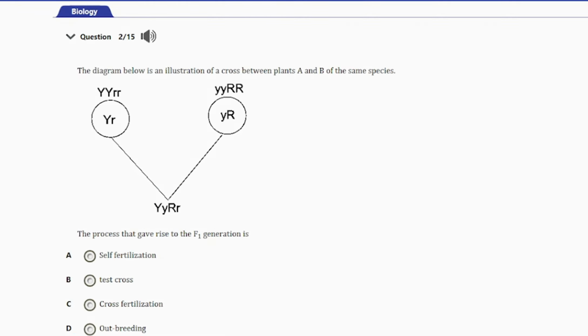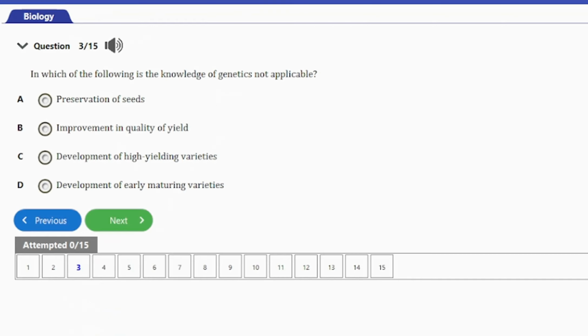In this next question, we also have a diagram. The question says the diagram below is an illustration of a cross between plants A and B of the same species. The process that gives rise to the F1 generation is A, self-fertilization, B, test cross, C, cross-fertilization, D, outbreeding. The answer to this question is option B, test cross. Let's consider the next question.